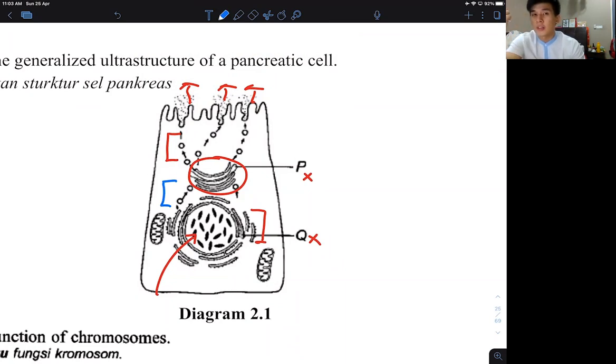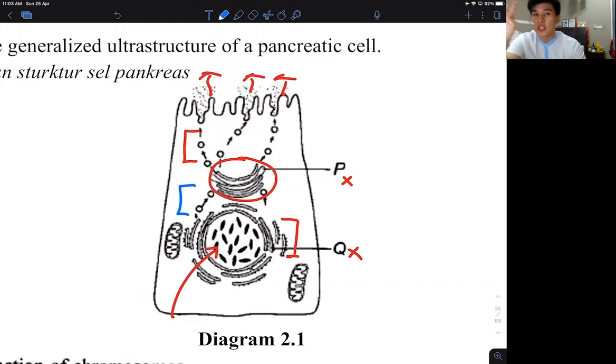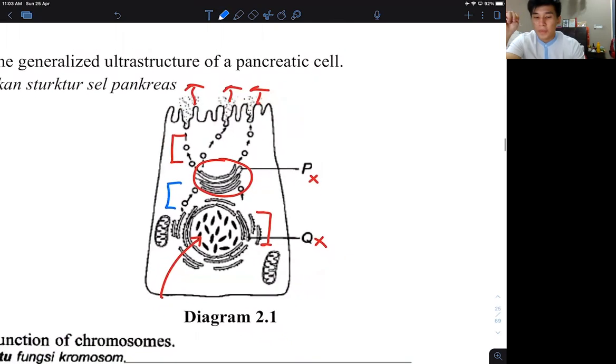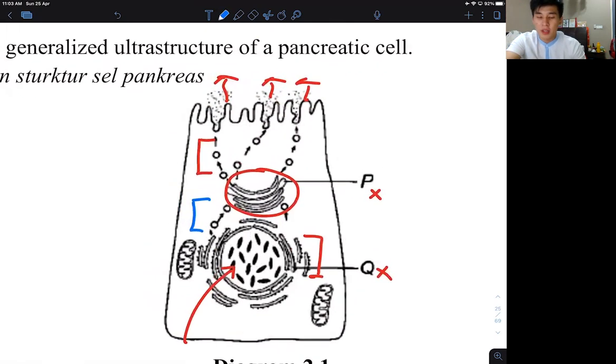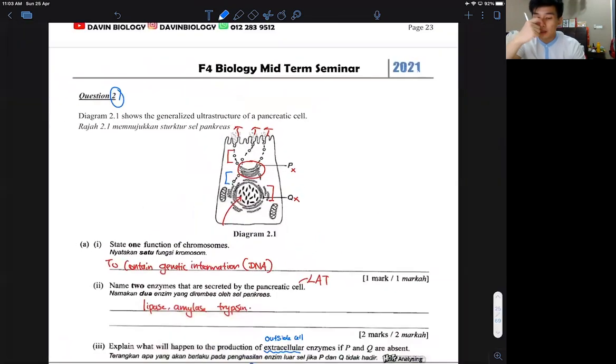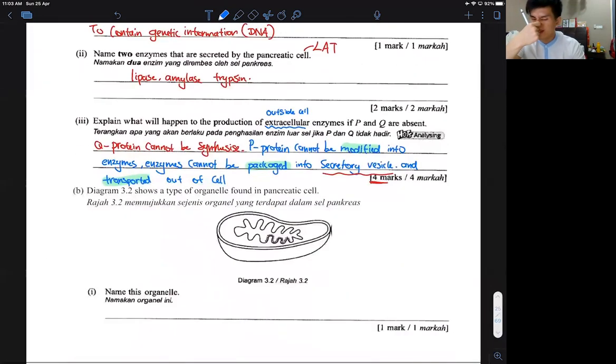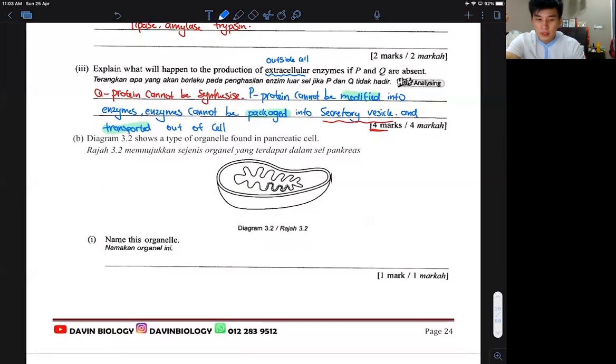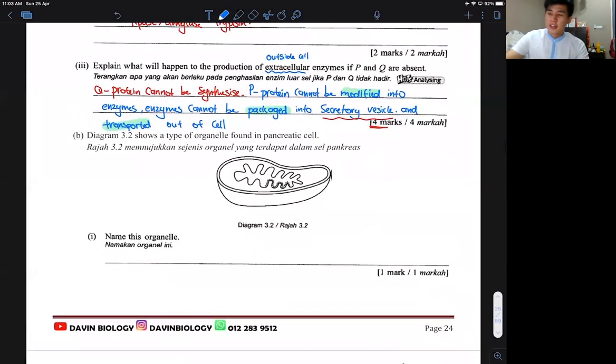P is Golgi apparatus. You do the three things: modify, package, transport. It looks like a Wi-Fi shape, further away from the nucleus. Now B1: name this organelle. So what is this organelle?